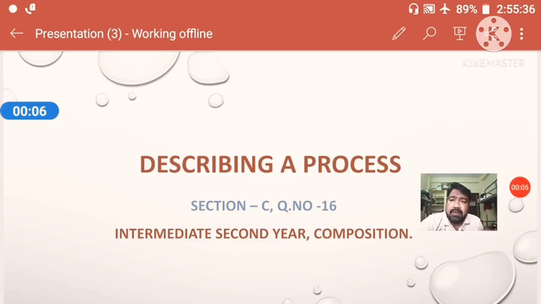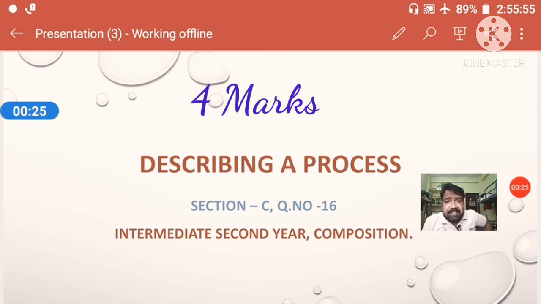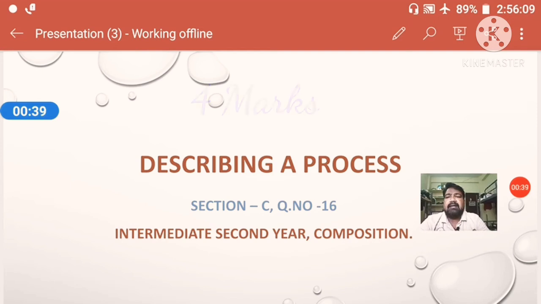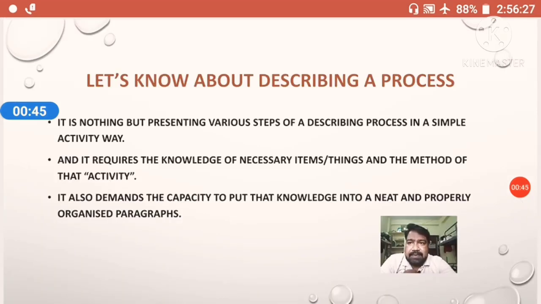Well, let us now learn describing a process in a meticulous way. This is a question that will be given in your intermediate public examination in section C, question number 16. Fine? Okay. Let's know about describing a process. Describing a process is nothing but presenting various stages of an activity in a simple way.